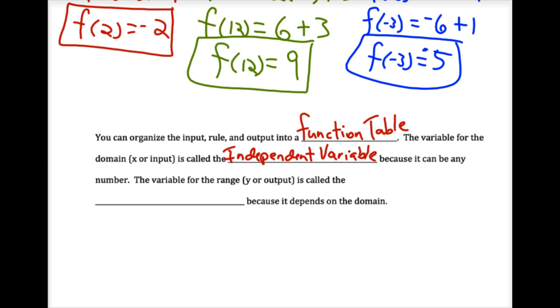But the variable for the range, which variable, guys, is the range? It's Y. Exactly. The variable for the range is the Y, or the output, and that's called the dependent variable. Y is your dependent variable because it depends on what you put in for X. Once you do a couple of those examples, you'll start to understand why X is independent, Y is dependent.